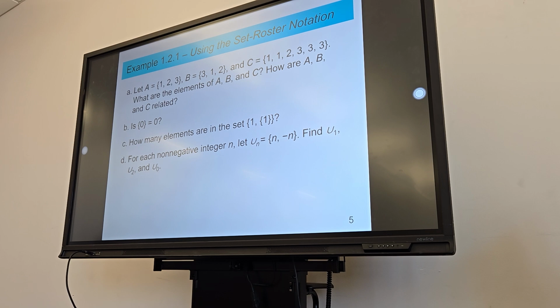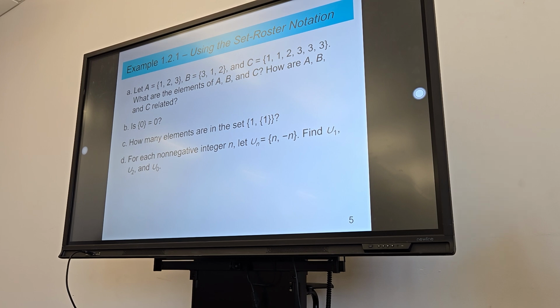So for example, if A has the elements 1, 2, and 3, B has 3, 1, and 2, and C has 1, 1, 2, 3, 3, 3, they can be considered equivalent sets. In C++ or programming in general, arrays that have these different orders and duplicates would be different arrays.